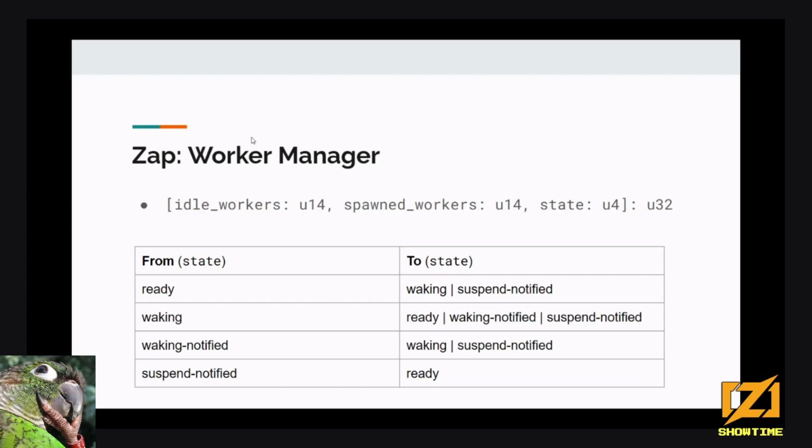So there's two states at the bottom called waking notified and suspend notified. Basically, waking notified means that there's currently a worker that's looking for tasks, but he hasn't found one yet. So if he goes to sleep, make sure he wakes back up because we created a new task. And then suspend notified is basically the same thing, but for when there are no waking workers. So those effectively make sure that when a worker tries to look for work and fails to, it doesn't miss a notification to wake up. And so that's the main algorithm of Zap.